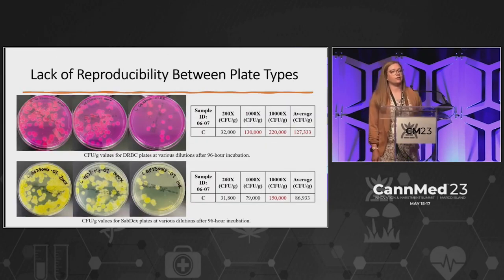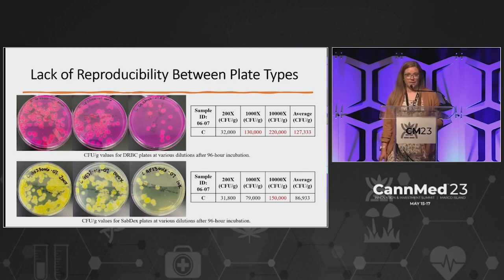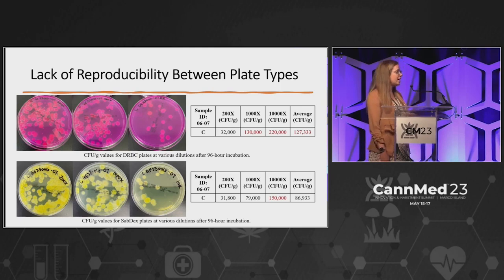Next is going to be the lack of reproducibility we saw between plates. So here is going to be a DRBC and a Sabdex plate, and this is the same exact sample prepped, so it's out of the same tube. We prepped it and plated it on the 2 different plates, and you can see for the DRBC, we got an average of like 127,000 versus an average of 86,000 with Sabdex.